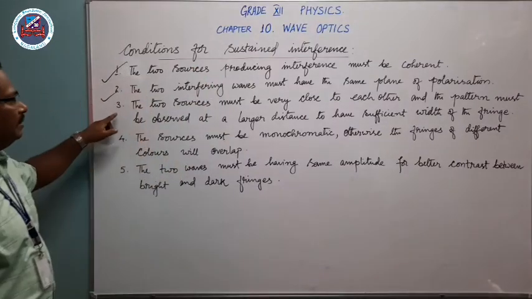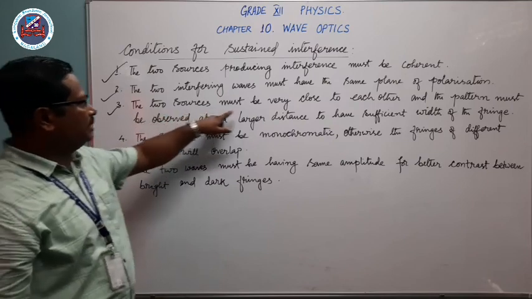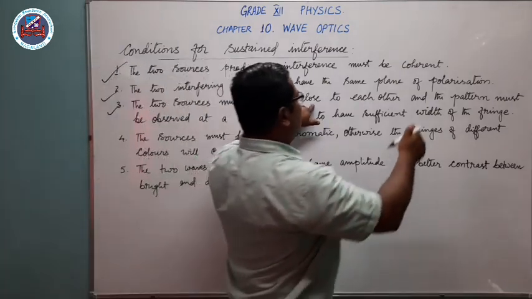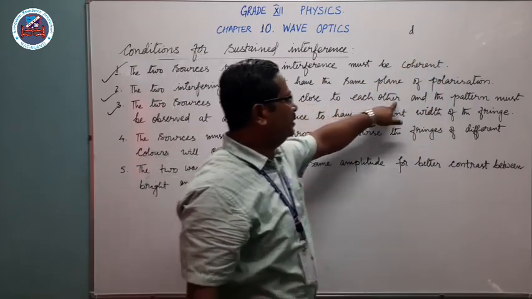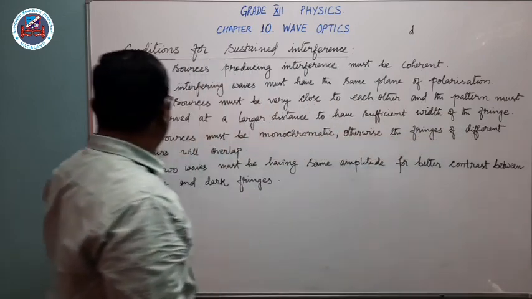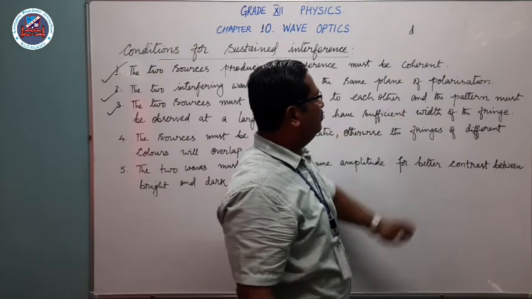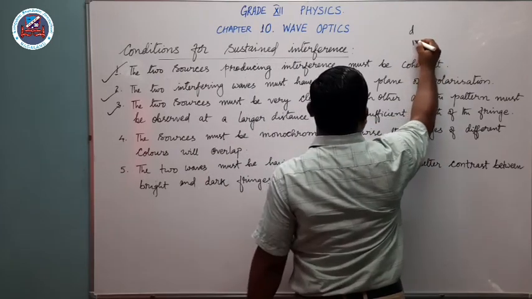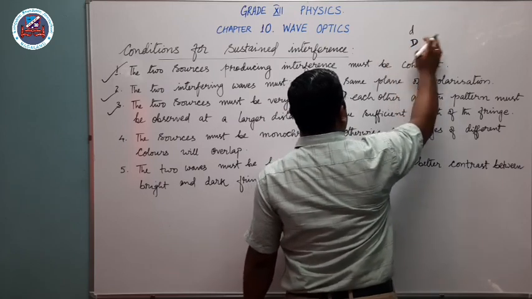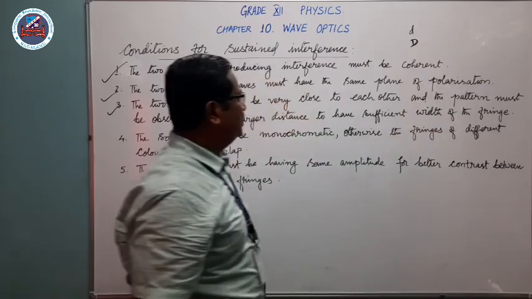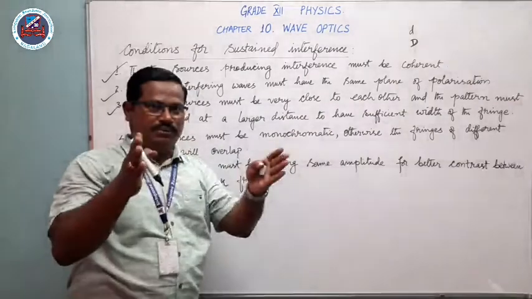Then the third point, this also I already said to you while doing the experiment, the two sources must be very close. Then we took it as d, small letter d. The distance between the two slits must be very small, and the pattern must be observed at a larger distance to have sufficient width of the fringe. That means this capital D, the distance between the slits and the screen, should be very large. Then the fringe width will be bigger.